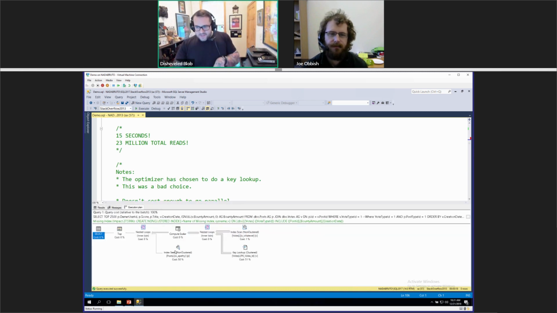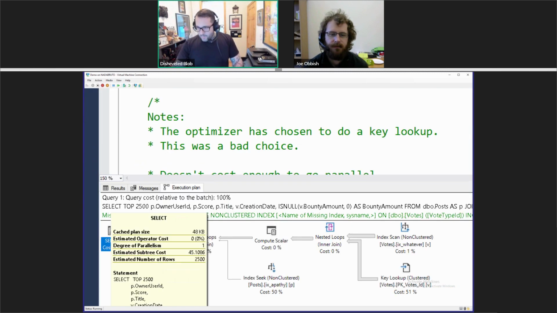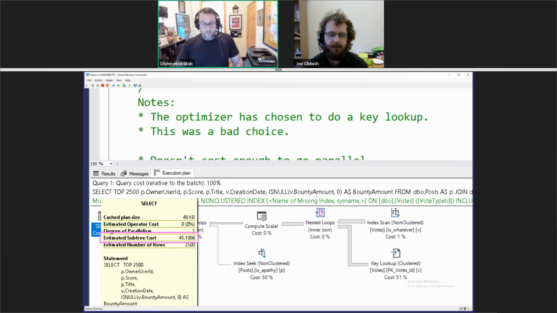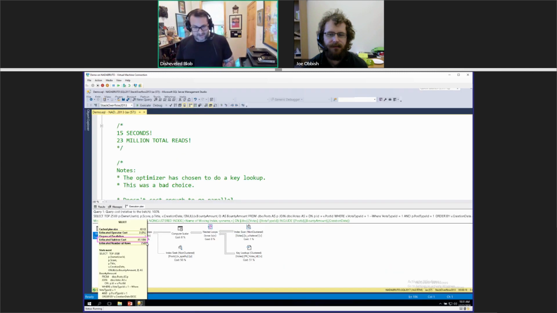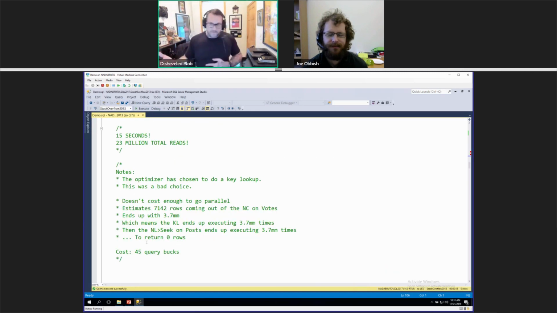Somehow, this query that processes 3.7 million rows and does all this work does not cost enough to go parallel. It only costs about 45 query bucks on my home laptop setup. Thanks, Brent. I have cost threshold for parallelism set to 50 because I'm a half decent DBA. I change that setting when things get started. So that query doesn't cost enough to go parallel. It stays serial and it runs for a heck of a long time. And it doesn't return anything.